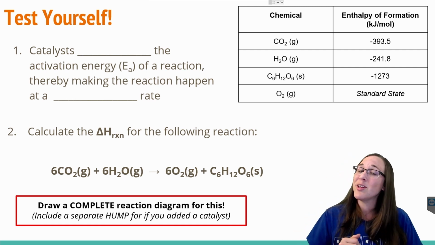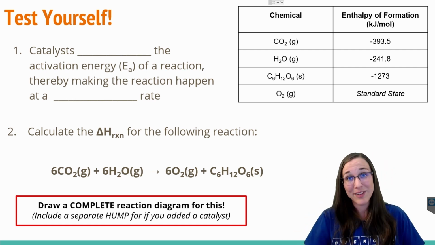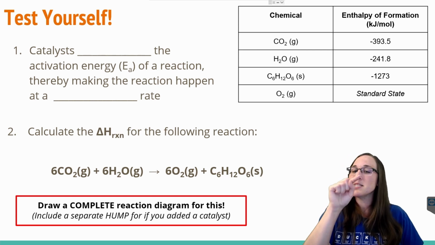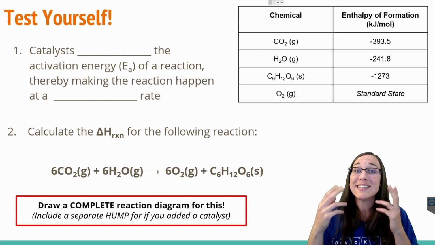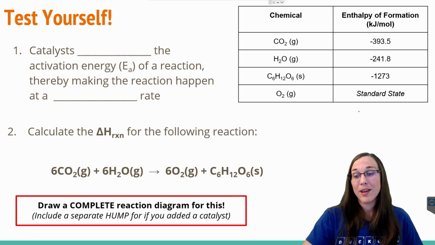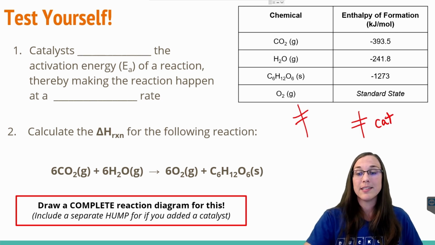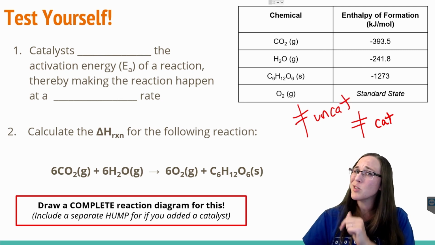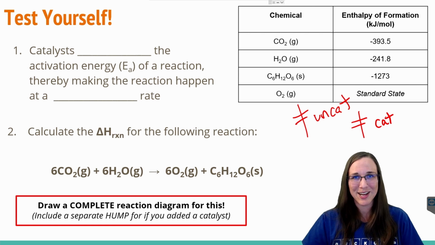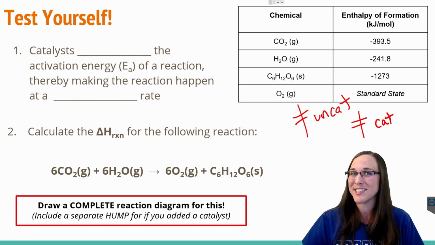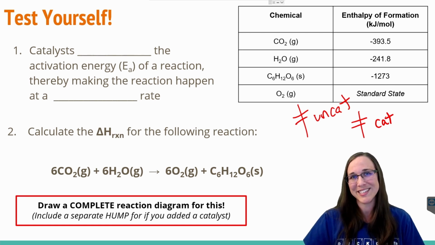We then talked about how you can show that on a complete reaction diagram by drawing a smaller EA hump when it is catalyzed, and you symbolize that with that symbol and cat for catalyzed, or this symbol and uncat for uncatalyzed. Oh, and we also briefly went over how to use Hess's law to calculate the delta H of a reaction and plot that on our complete reaction diagram.